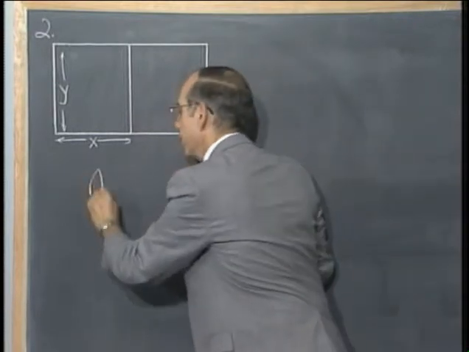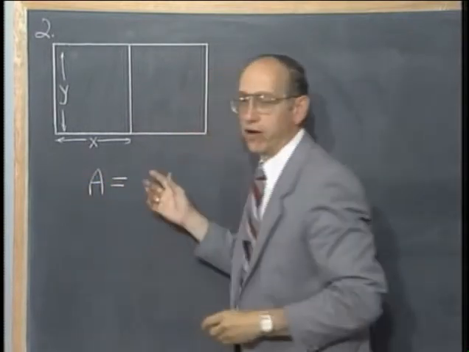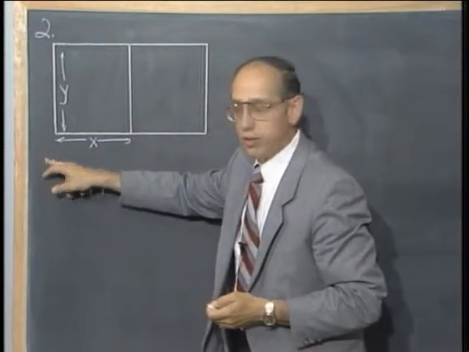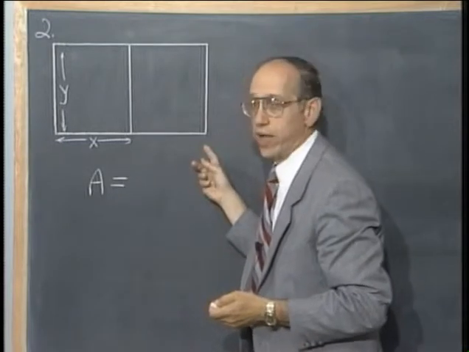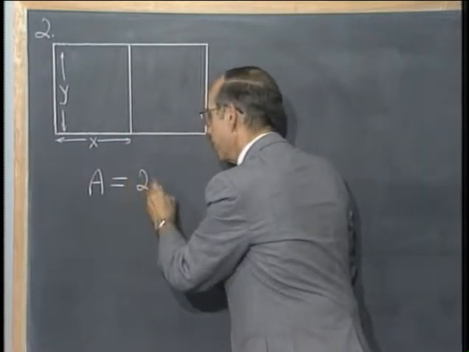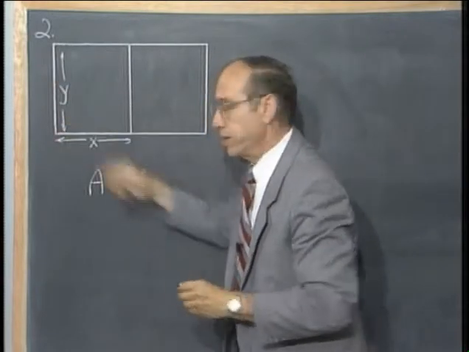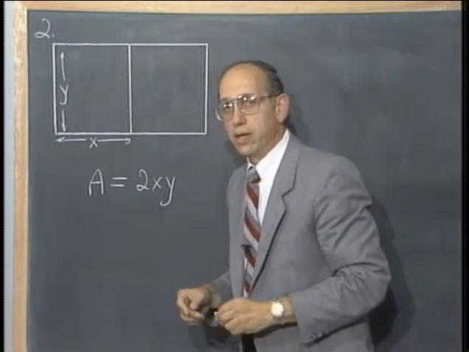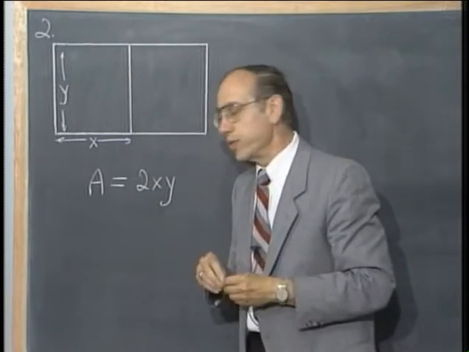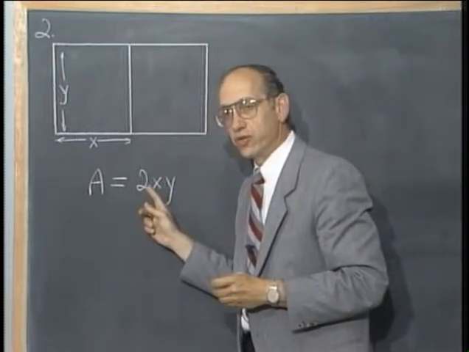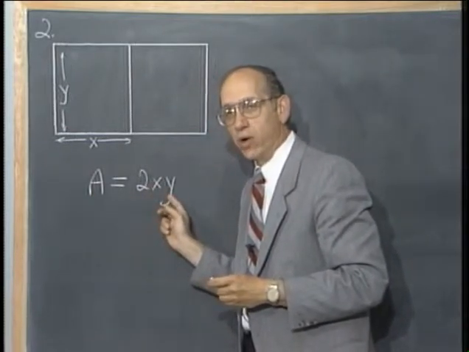Well, the area of this pen is what? The area of a rectangle is the length times the width. The length of this pen is 2x: x here, x here. So the length is 2x, and the width is y, and the area is 2x times y. Now, this is a problem we haven't encountered before. A is not a function just of the variable x. It's a function of two variables, x and y.